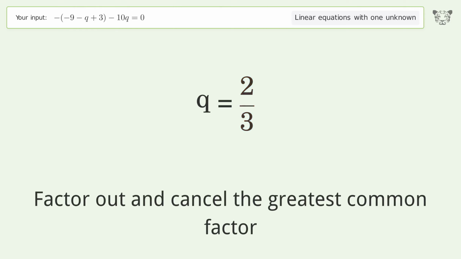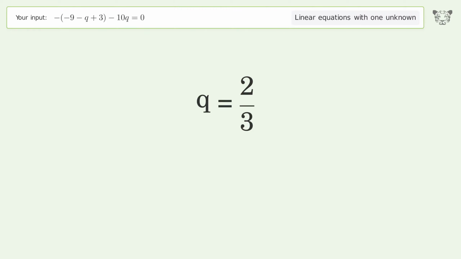And so the final result is q equals 2 over 3.